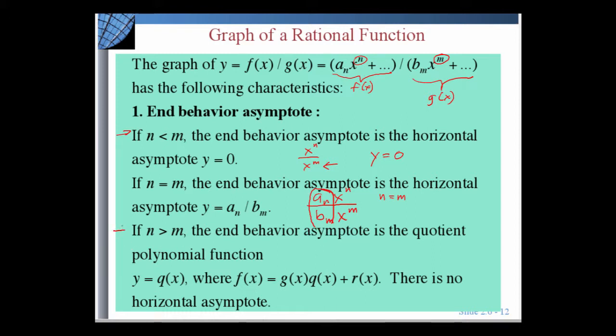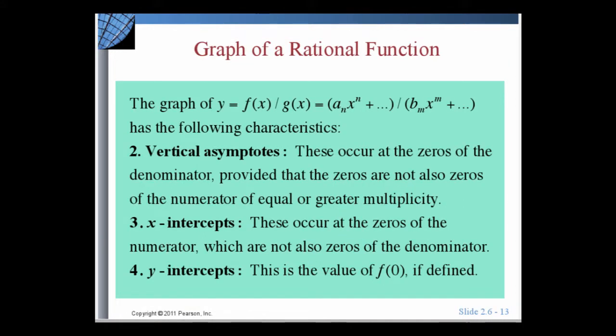Okay, so the third case here is if n is greater than m, then the end behavior asymptote is the quotient polynomial function, y equals q of x, where f of x equals g of x times q of x plus r of x. There is no horizontal asymptote. So what that means is we're talking about a slant asymptote, or it could also be called an oblique asymptote. Okay? So if the numerator dominates the overall function, then we're going to have some type of a slant or oblique asymptote.